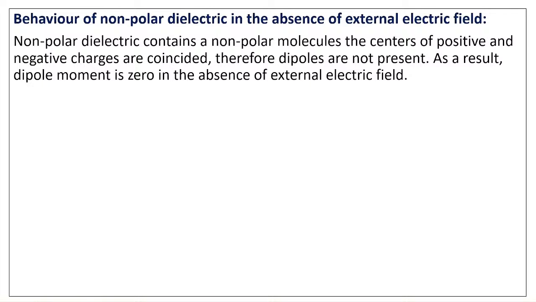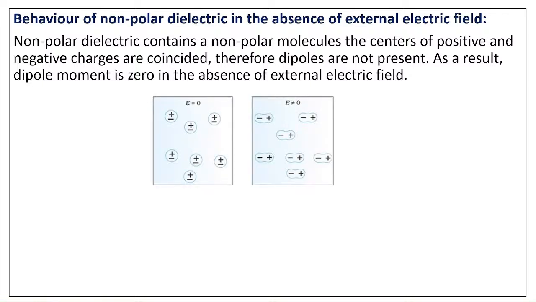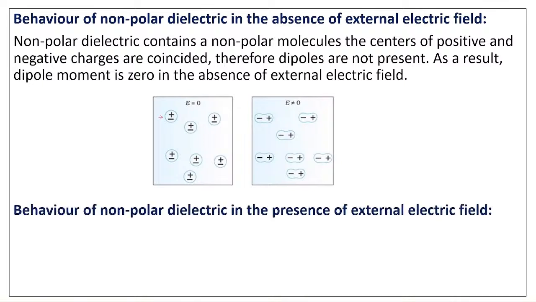Example, oxygen. Behavior of a nonpolar dielectric in the absence of an external electric field. A nonpolar dielectric contains nonpolar molecules. The centers of positive and negative charges coincide, therefore dipoles are not present. As a result, the dipole moment is zero in the absence of an external electric field.